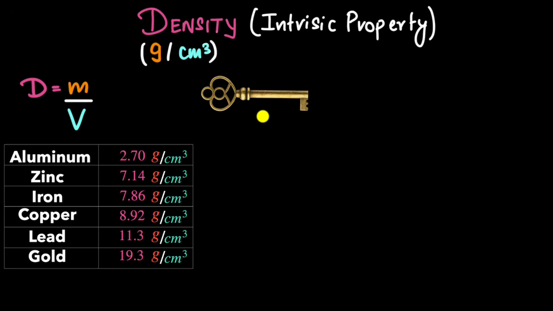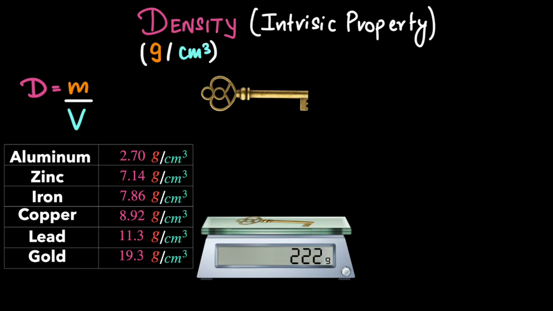Now this time we need to figure this out ourselves, right? Nobody's gonna give that to us. So how do we figure out its mass and how do we figure out its volume? Well, for mass, we can just put it on a digital weighing scale and just look at the number. And you can see that, hey, this key is pretty heavy. It's 222 grams. So we found its mass.